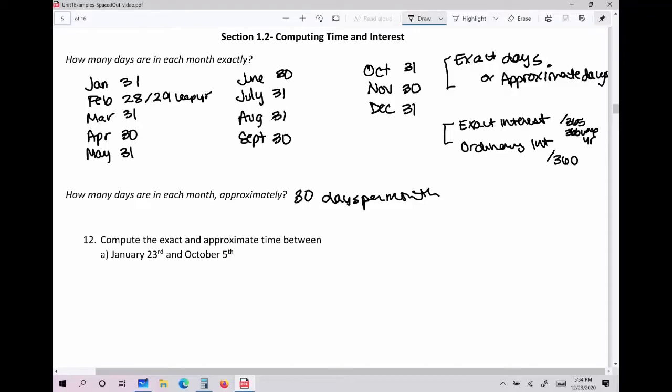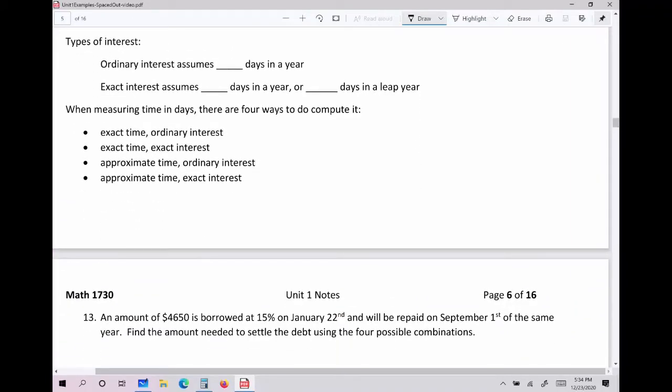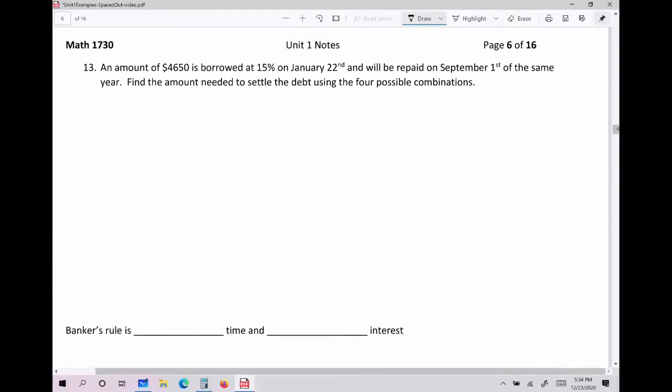So I'm going to leave example 12 for you to do for study purposes, and we're going to go ahead and jump to example 13. So again, ordinary interest assumes 360 days a year. Exact interest assumes 365 days in a year, or 366 days in a leap year. So again, there are 4 different ways to compute it, and we're going to look at those 4 different ways in example 13, which is why we're jumping here.